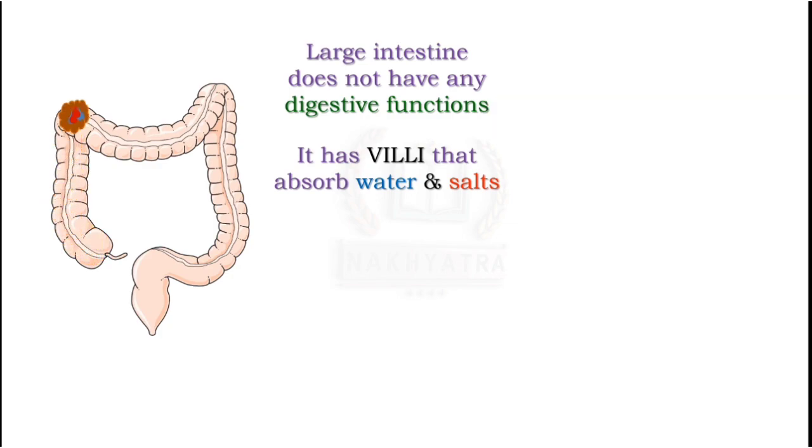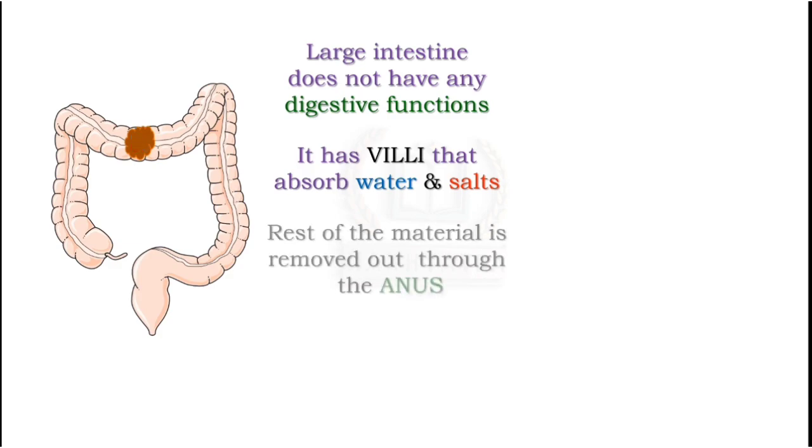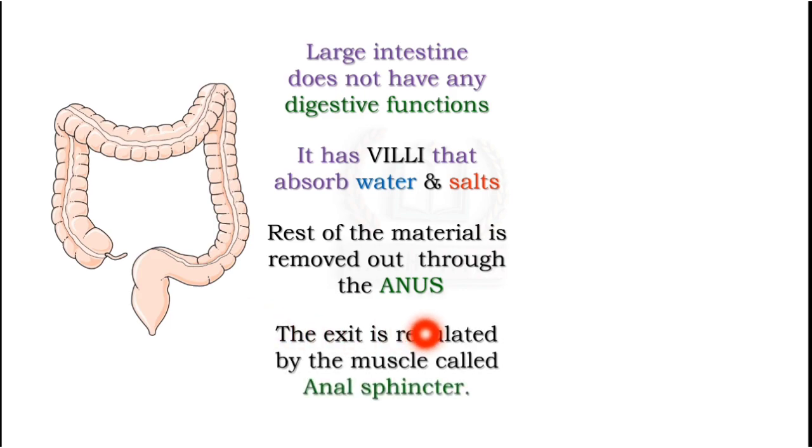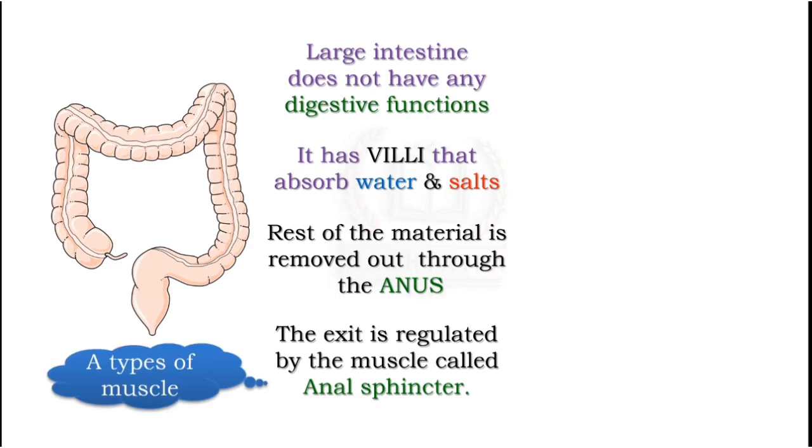Okay, so he unabsorbed food khini small intestine or large intestine ole ahe aru tat thoka villi bure water aru salt to absorb kore. Baki thoka material remove kore via the anus. Now look here, rest of the material is removed out through the anus. So remaining materials, it gets removed through the anus. As you can see here, anus is present here. The exit is regulated by the muscle called anal sphincter. Aru a exit to eta muscle regulate kore hetu hoise anal sphincter. So anal sphincter is a type of muscle.